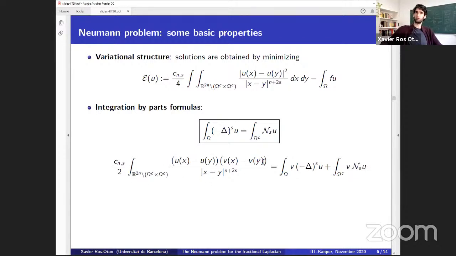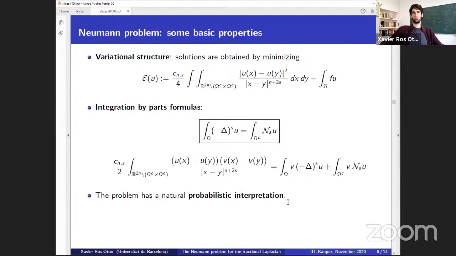Okay, and the gradient term is a bilinear form, which is the one corresponding to this energy functional, and then you get V times the fractional Laplacian of U plus a boundary term in which this kind of non-local normal derivative appears.